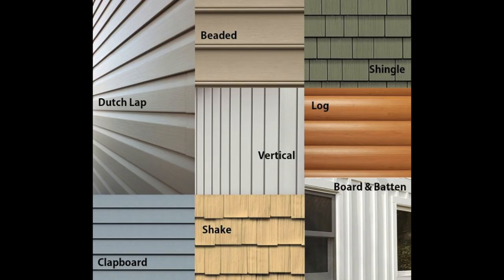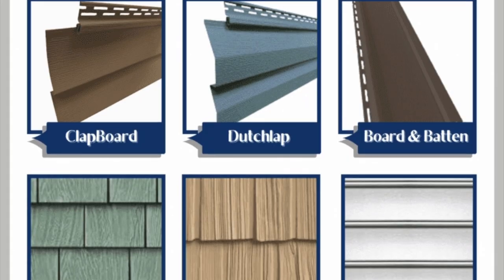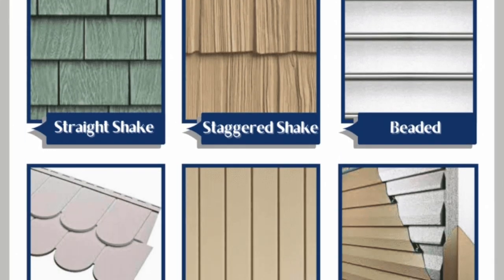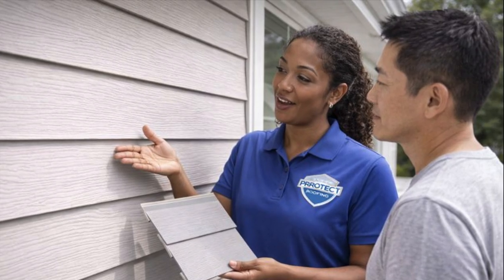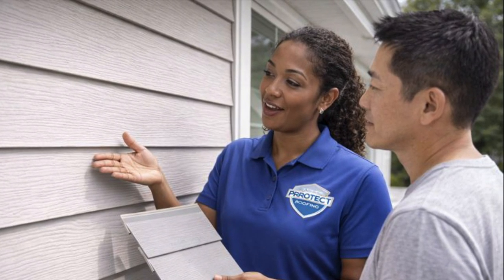When we say profile, we're talking about the shape, size, and style of the siding boards, how they appear on the wall, how wide they are, and how they create shadow lines. Profiles affect curb appeal, shadow patterns, price points, and matching options for repairs. Profiles are visual and they tell stories about age, material, and quality.